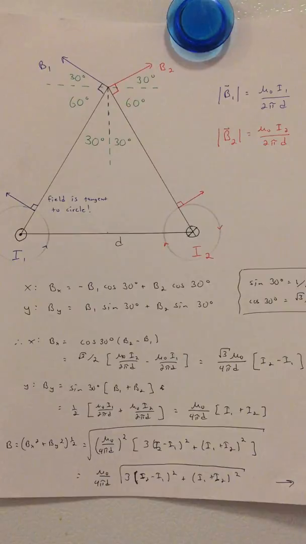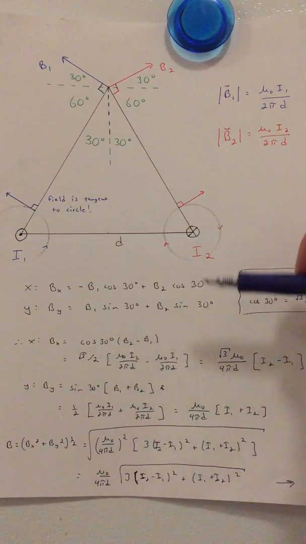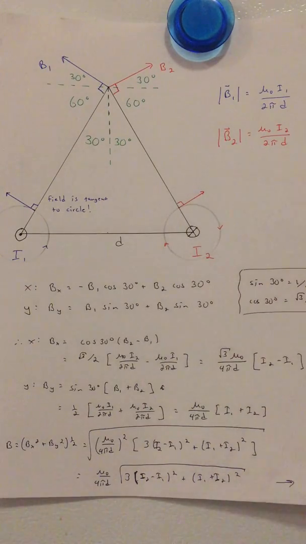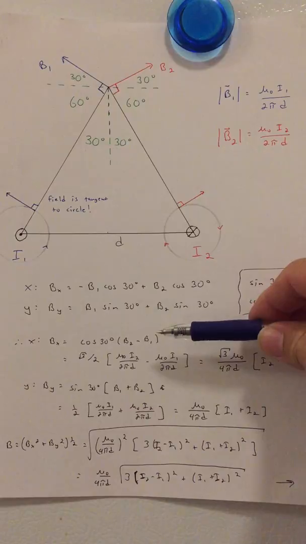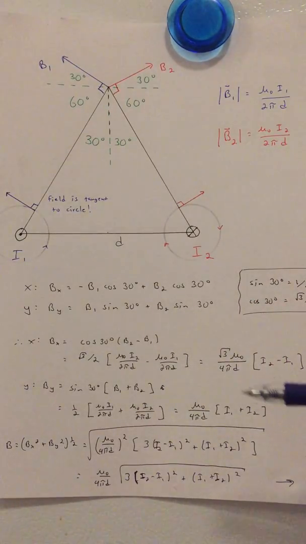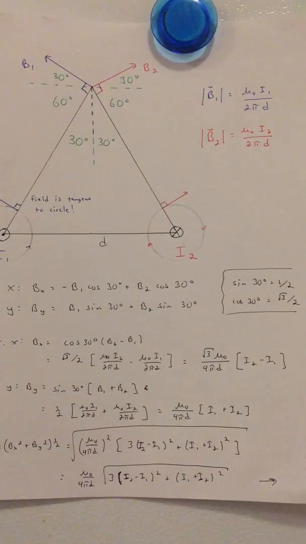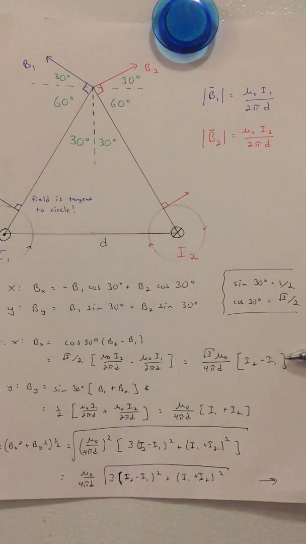Now that I have my components, I just proceed to add them up in the x direction. If I factor out the cosine 30 degrees, I get this expression. I'm then going to substitute in for cosine of 30 degrees and substitute in what I have from up here for the actual fields, do some factoring, and what I get is this expression here. √3 μ0 over 4πd, quantity I2 minus I1.